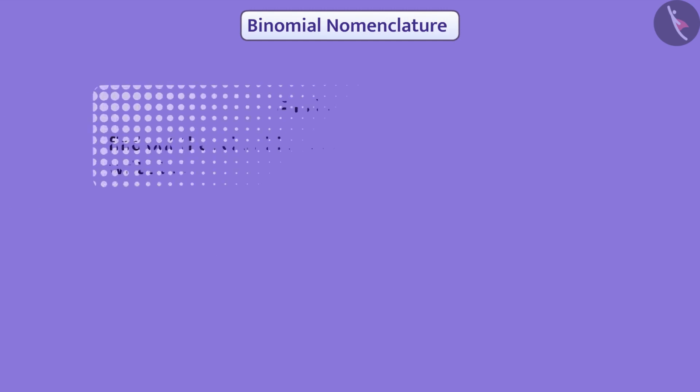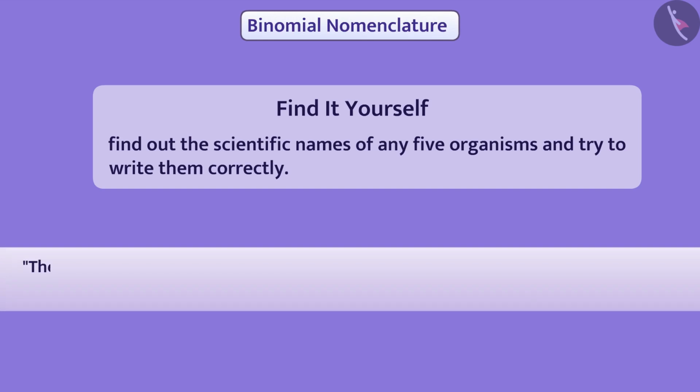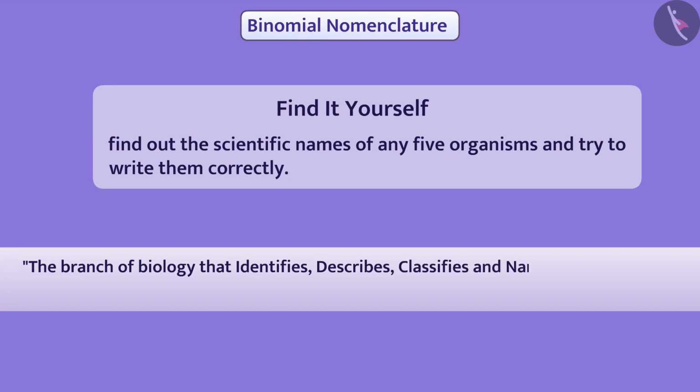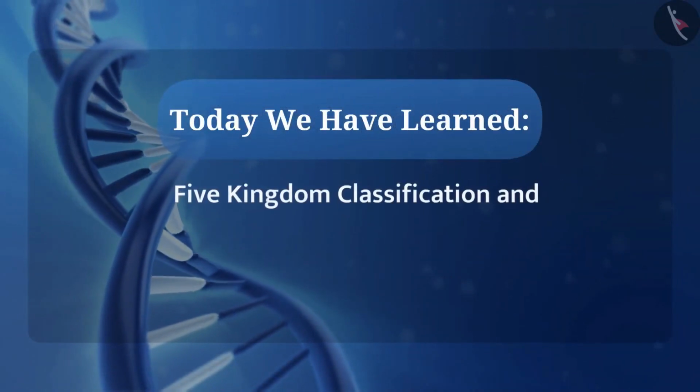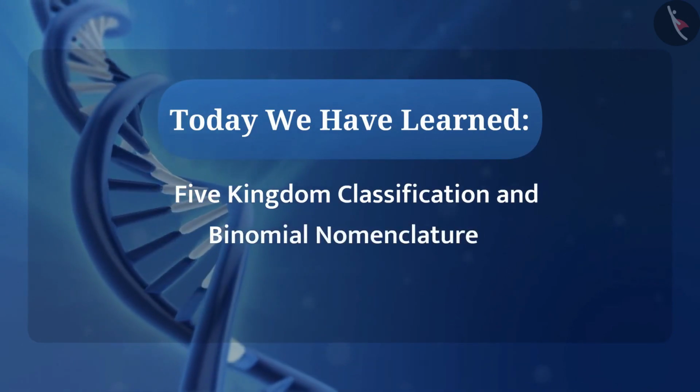Now here is a task for you. Find out the scientific names of any 5 organisms and try to write them correctly. The branch of biology that identifies, describes, classifies, and names animals is called taxonomy. Today we have learned 5 kingdom classifications and binomial nomenclature.